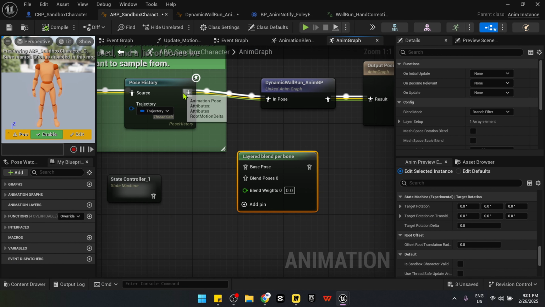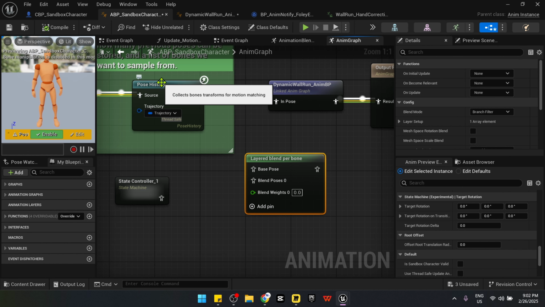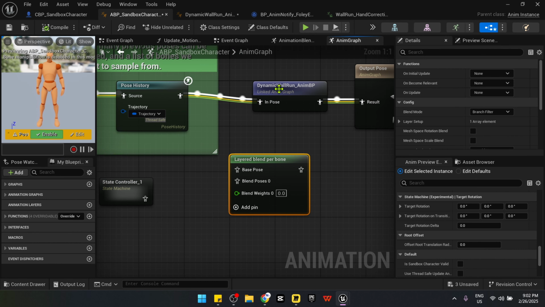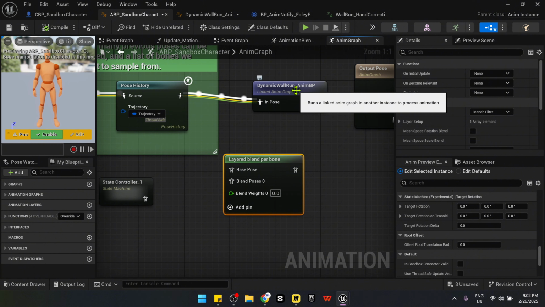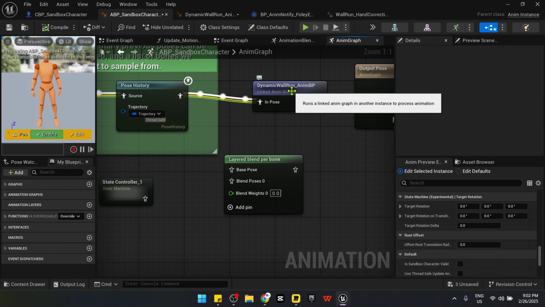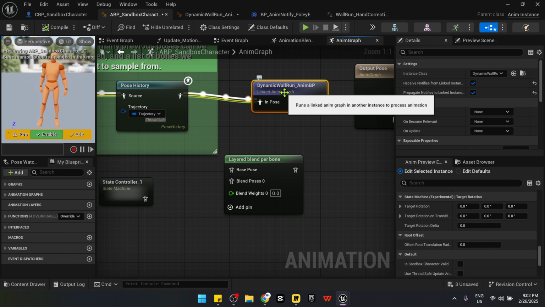So before wall jumping, the weight of the motion matched animation should be 100%, should be 1. And after all the wall jumping is done, I want to make sure that the weight of my dynamic wall run animation is 1. Therefore, I can play the animation notify off this one.